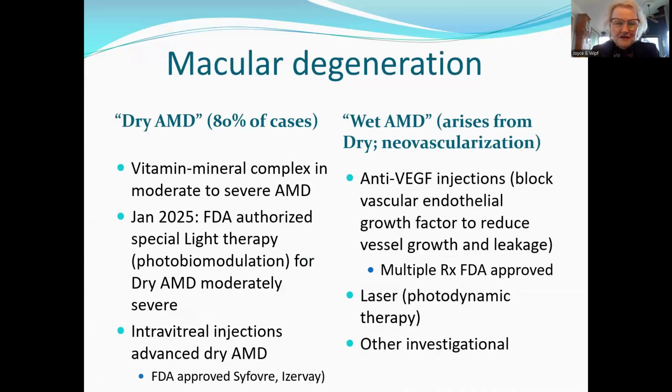So then what happens in macular degeneration? So starting out with dry, which is the majority of cases, and then 20% will progress, without treatment, to wet AMD, which arises from dry, and it's neovascularization. So starting on the left side here, I mentioned the high dose vitamin mineral complex that is used, and vitamin A, C, E, and then minerals like zinc are used in this complex.